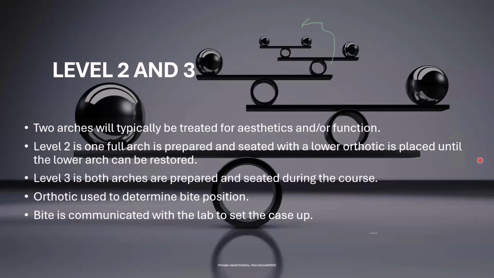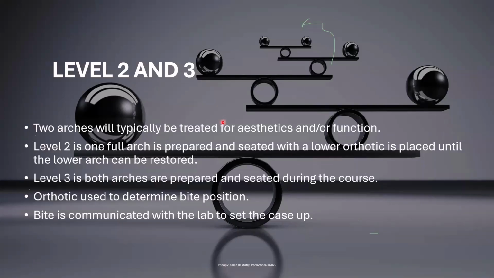All right, levels 2 and 3 are two arches, typically treated for aesthetic and/or functional reasons. Level 2 again is a full arch prepped and seated, and then typically we'll place a lower orthotic. A lower orthotic may not mean a lot to you right now, but don't worry, we go through that during level 1, so you know how to prepare for levels 2 and 3. Level 3 is doing both arches, top and bottom, where we prep both arches in one session, and then we seat both arches during a cementation session. We use an orthotic with these two levels to determine the bite position and confirm that we have a good stable position to restore our patients to.